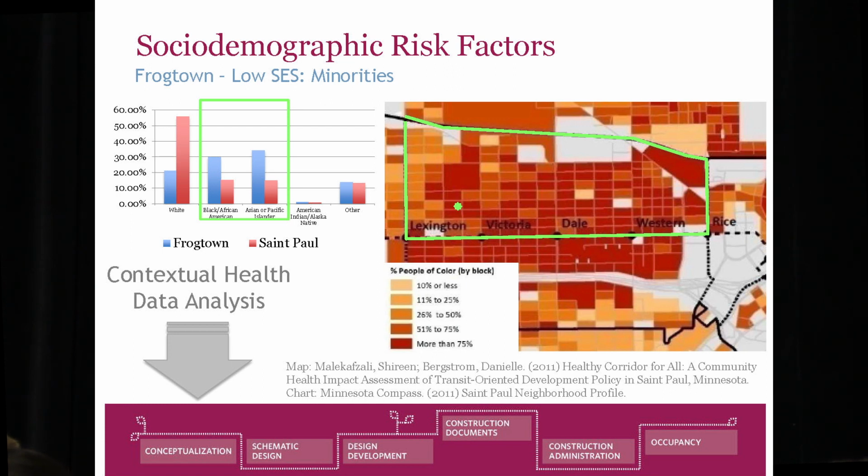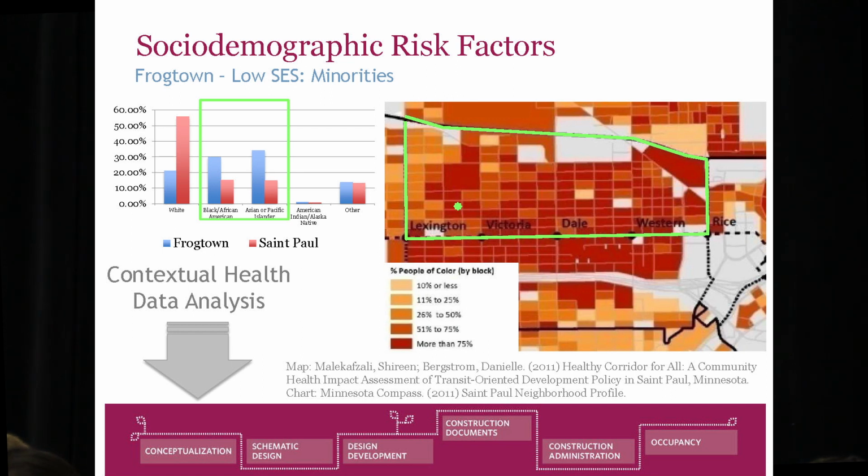And there's also, if you look at the percentage of people of color map that was developed for the health impact assessment, you can see that the Frogtown project is located in a very highly vulnerable block. In terms of household income, you can also see that Frogtown has a much higher percentage of population in the lowest socioeconomic segment.